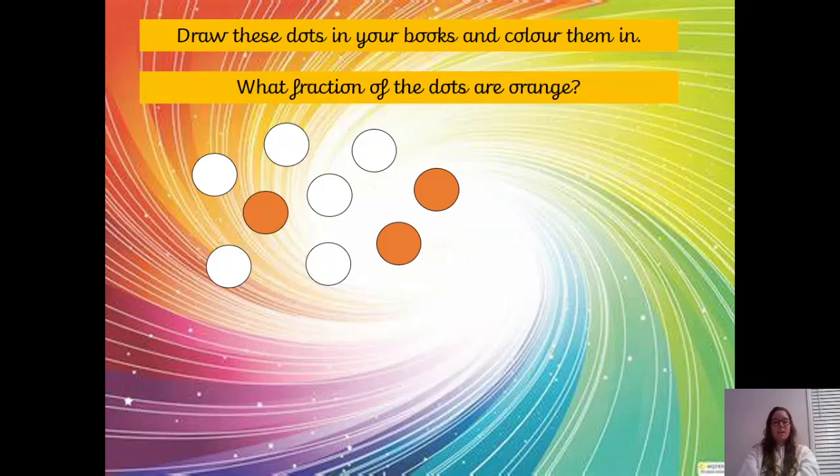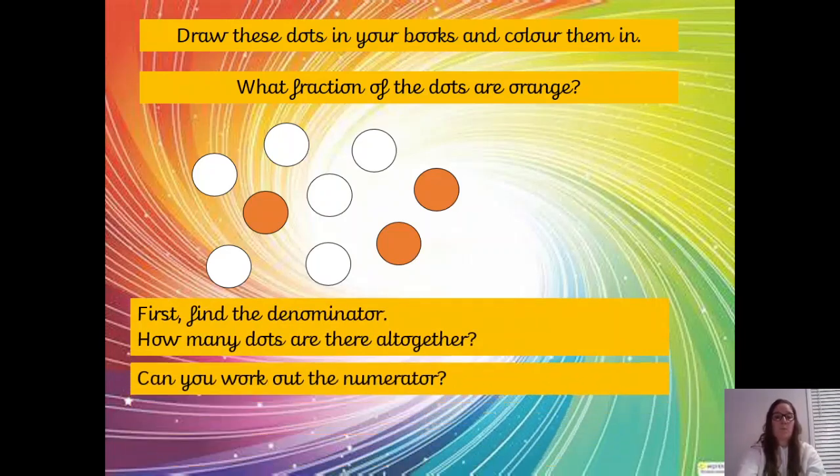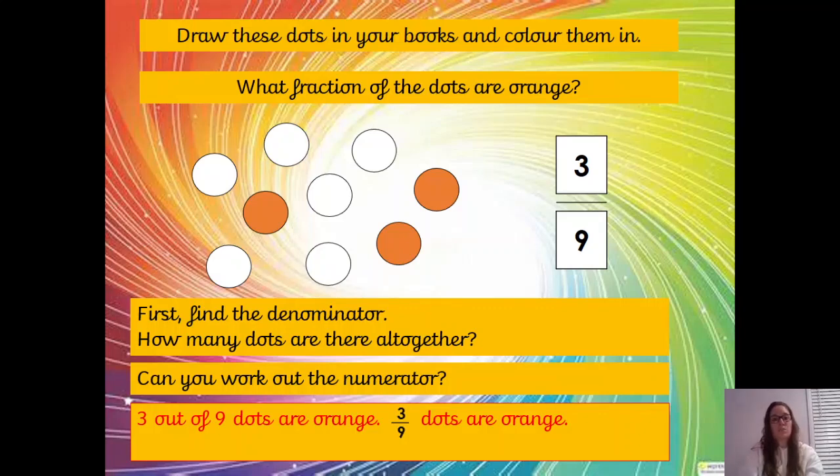Okay, so now you've got the dots drawn in your books. What fraction of the dots are orange? We've got 9. We know 9 is going to be our denominator. So what fraction is orange? The numerator is going to be 3. We've got 9 dots as our whole, but 3 of them are coloured orange. So 3 out of 9 are orange.